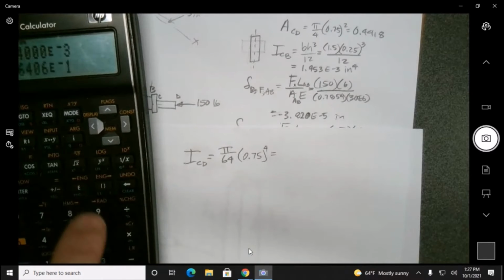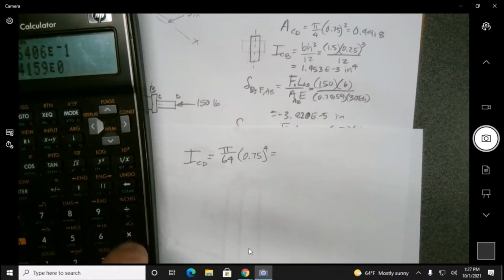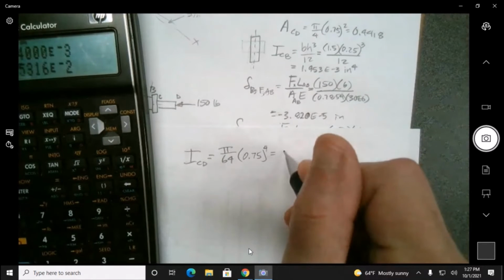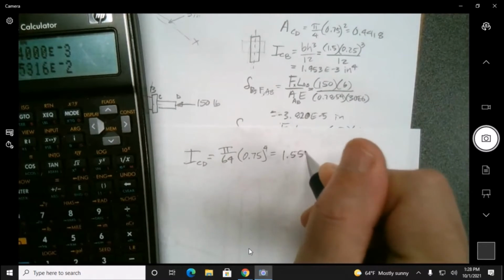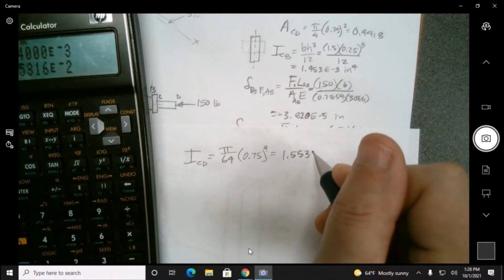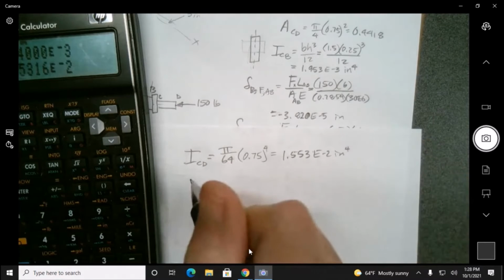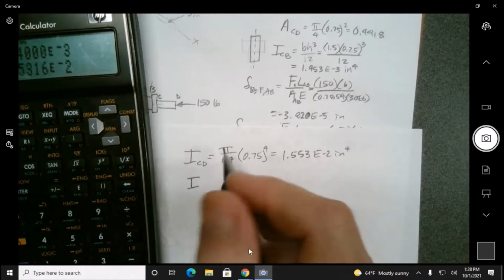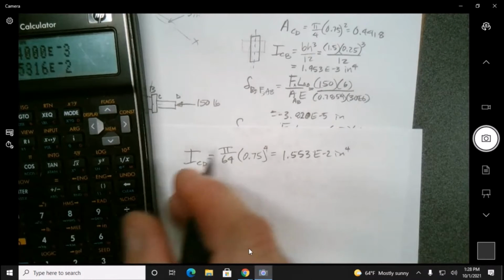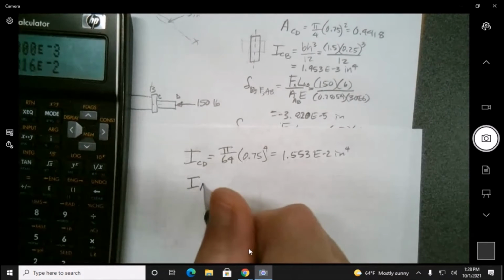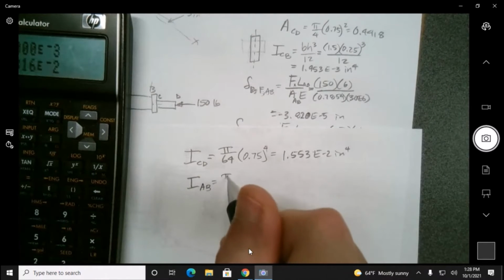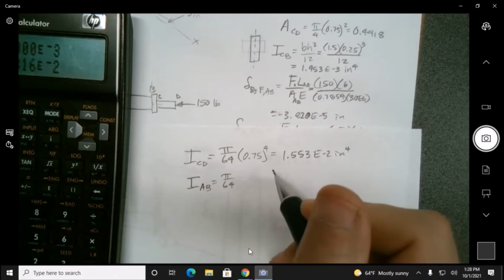.75 raised to the 4 pi times 64 divided 1.553 E minus 2 inches fourth. Maybe I'll also do, while I'm here, I think it's the only one I'm going to need. Yeah, I think the only one I need left is the I_AB, which is pi over 64.